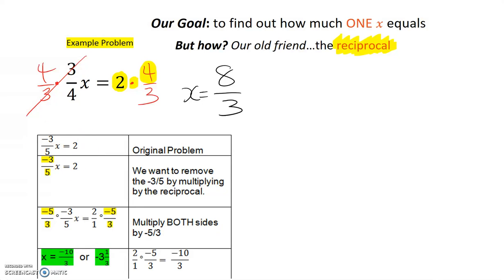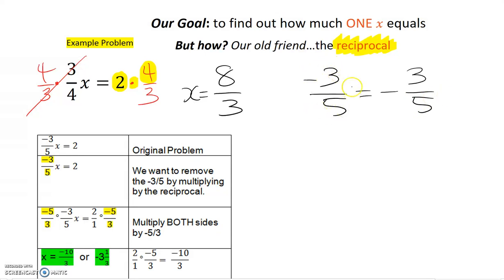Now, let's take a look at this other problem here. This one is slightly more complicated. You have a negative 3/5, and the way that they wrote this, remember, a negative divided by a positive is a negative. So you can write this problem either like this or like this. I prefer the way I wrote it on the right, but it's the same thing. So if we have negative, I'm going to write it like this, negative 3/5 x equals 2, and we want this to go to just a positive 1. Remember, we want 1x.